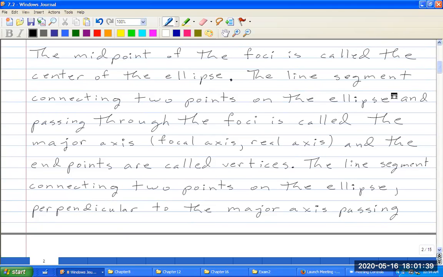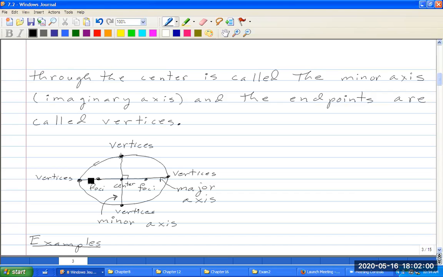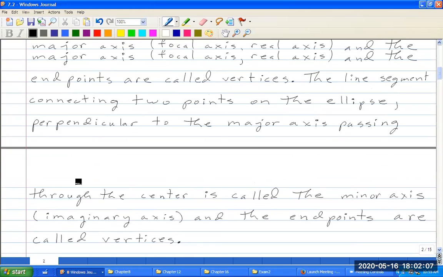The line segment connecting 2 points on the ellipse and passing through the foci is called the major axis. Sometimes I'll call it the focal axis or the real axis. And the endpoints are called vertices. And so this line segment passing through the foci is called the major axis, and these endpoints are called vertices.